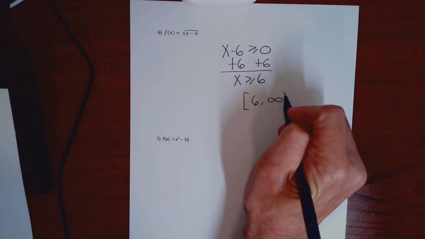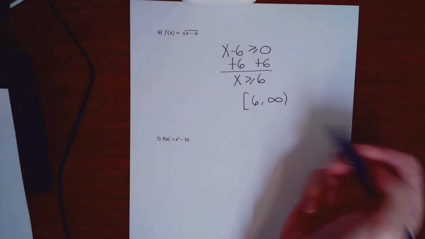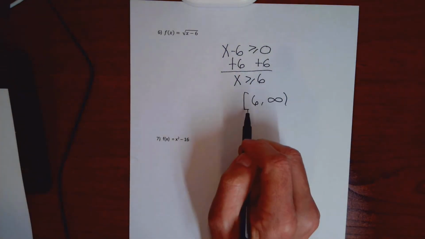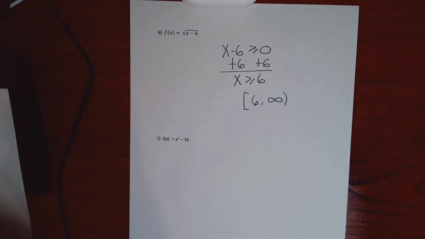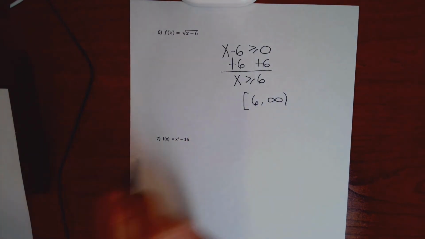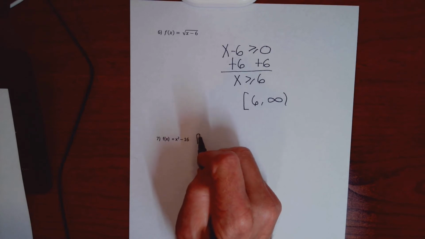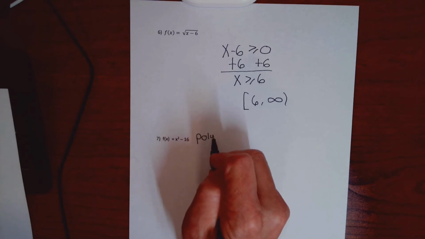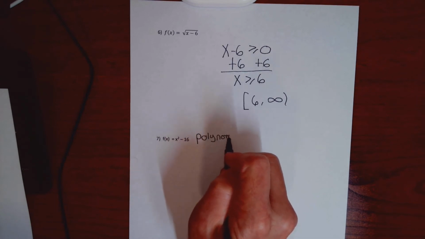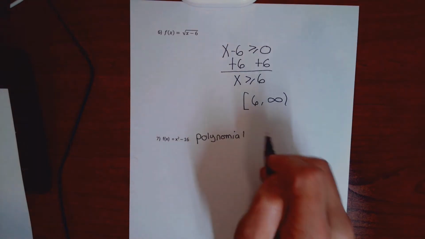It's any number starting at 6, including 6, bigger than 6, so up to infinity. I get a square bracket there because of the "or equal to." For 6, the domain is 6 to infinity. And for 7, this is a polynomial, and polynomials require no algebra to find the domain.